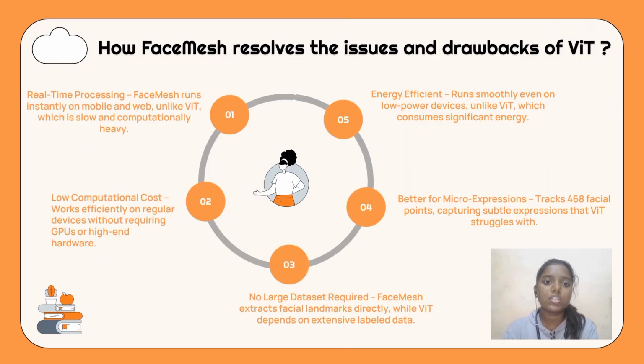Now, as we understood what face mesh is, let's see how face mesh resolves the issues and drawbacks of the Vision Transformer. The first one is real-time processing. Face mesh runs instantly on mobile and web, unlike ViT, which is slow and computationally heavy. Next is low computational cost. It works efficiently on regular devices without requiring any GPUs or high-end hardware. Next is no large dataset required. Face mesh extracts facial landmarks directly, while ViT depends on extensive labeled data. Better for micro expressions. It tracks 468 facial points and captures minute expressions that ViT struggles with. Next is energy efficient. It runs smoothly even on low power devices, unlike ViT, which consumes significant energy.